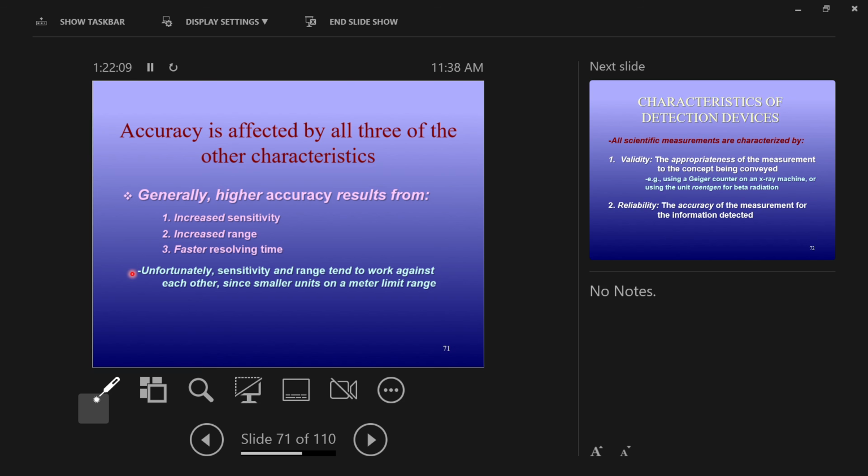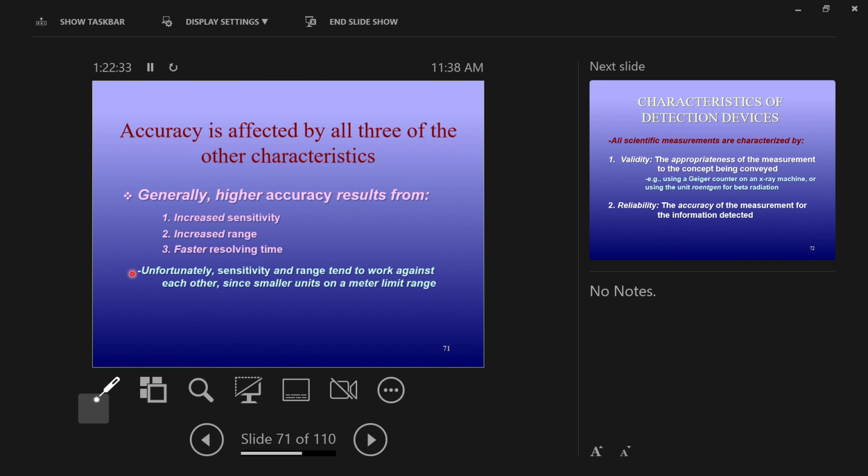And unfortunately, sensitivity and range tend to work against each other. The more sensitive it is, the narrower the range will be. So again, as I said, the best devices are highly sensitive, but to a very narrow range of energies.